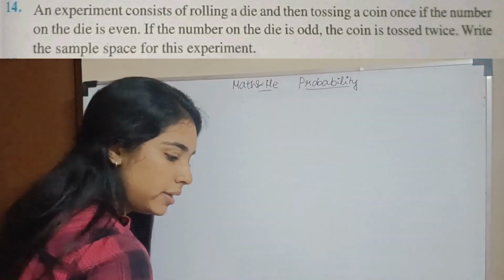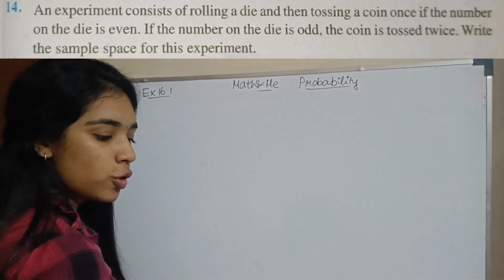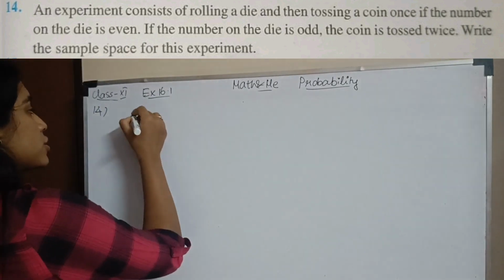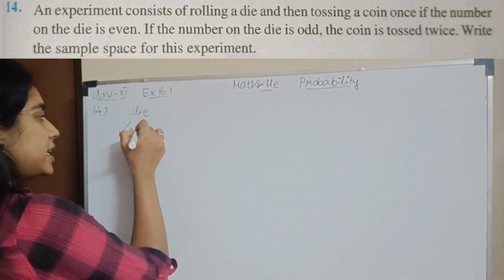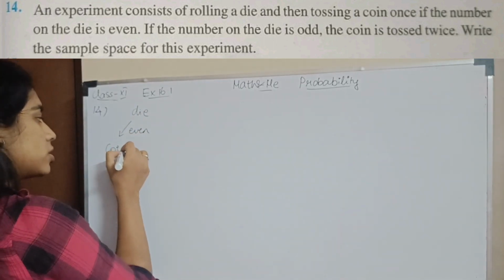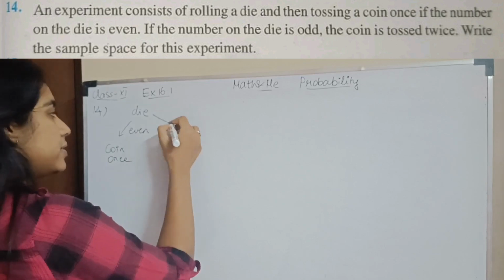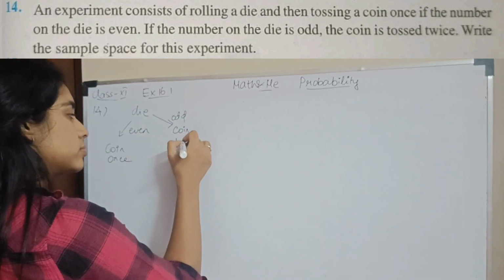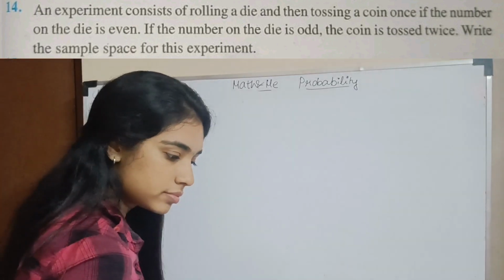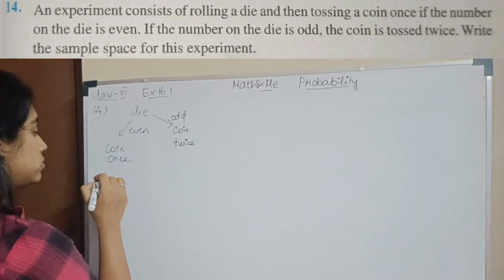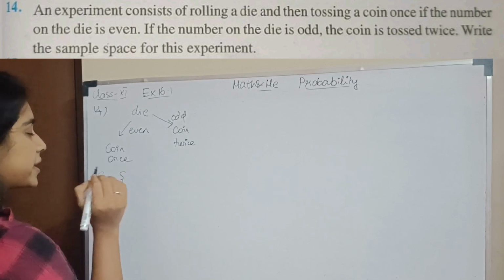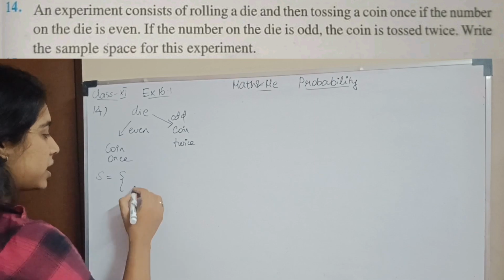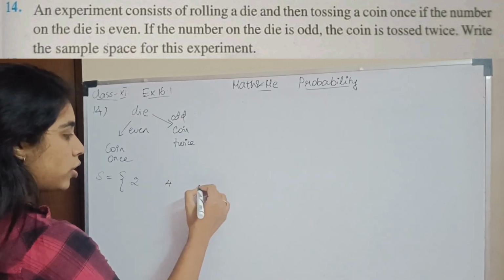Question number 14. An experiment consists of rolling a die and then tossing a coin once if the number is even. So first the die, if it's even, we toss a coin once. If the number is odd, we toss a coin twice. Write the sample space. So what is your sample space? If you roll a die, you get an even number. Even number means 2, 4, 6.